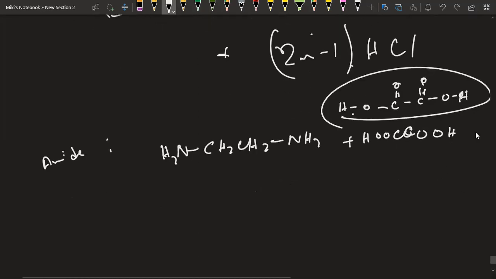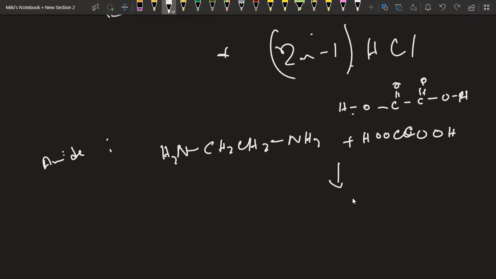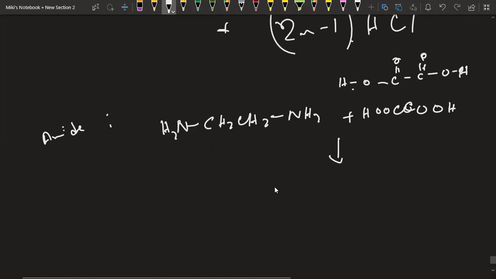Now this is the discrete formula, and this is the structural formula given. Now when they react, what do they form? When they react, remember, they are not going to undergo polymerization. Rather, they are going to form this.